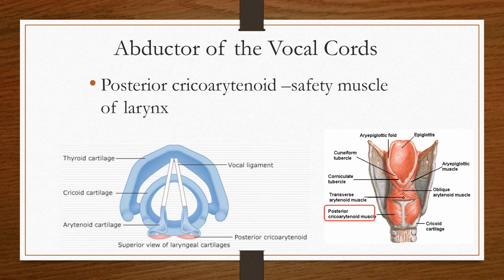The abductor of the vocal cord is one muscle, the posterior cricoarytenoid. Because it is attached to the posterior surface, it will move the arytenoid muscular process medially so that the vocal process will move laterally and there will be abduction of the vocal cords. Therefore, this muscle is called the safety muscle of the larynx, because it helps in opening the Rima glottis and allowing inspiration.